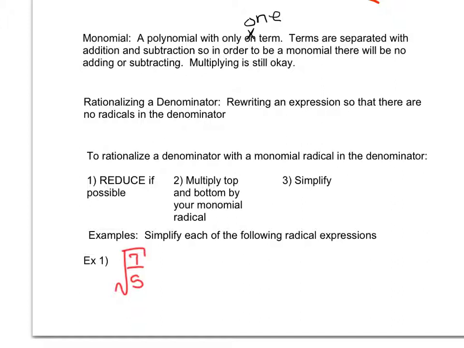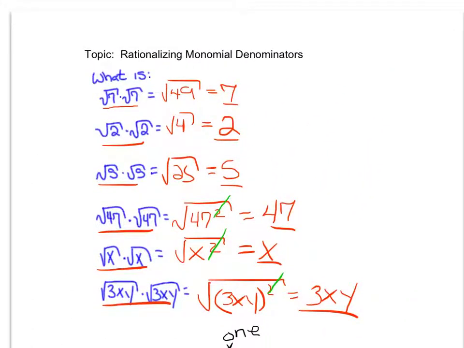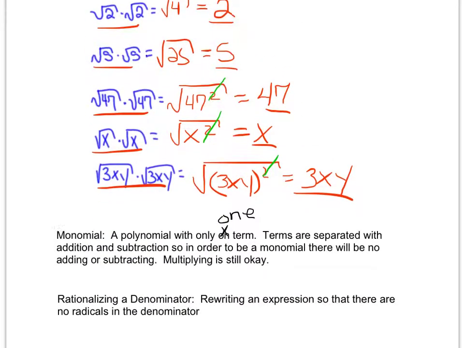When we rationalize a denominator, we rewrite an expression so that there are no radicals in the denominator. So how do I get rid of a radical in a denominator? Well, didn't I just look at a way to get rid of radicals? I got rid of radicals by multiplying them by themselves. Each time I did that, whether I had numbers underneath, a letter underneath, or a combination of letters and numbers underneath, I was able to successfully get rid of my radical. So I'm going to use that.